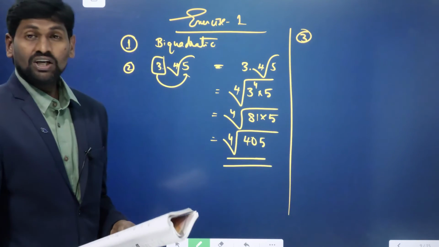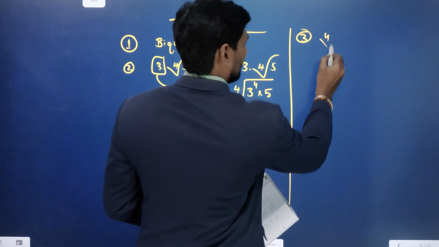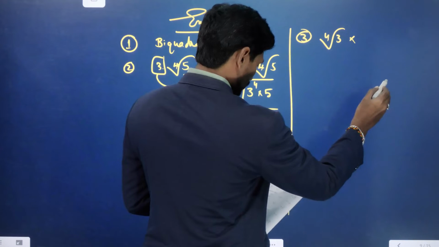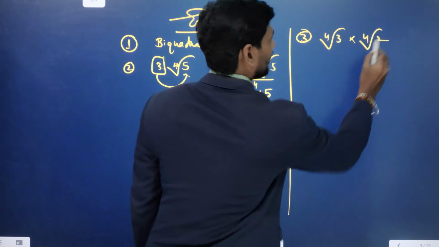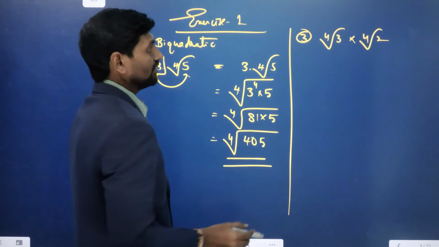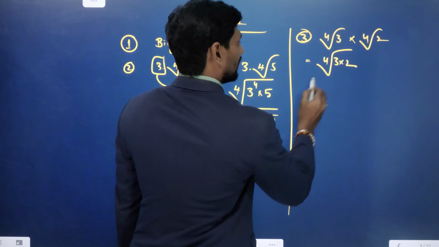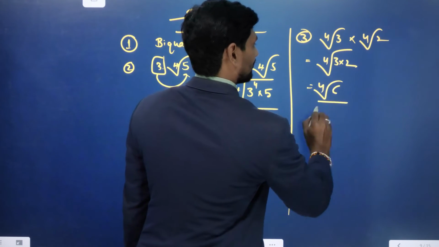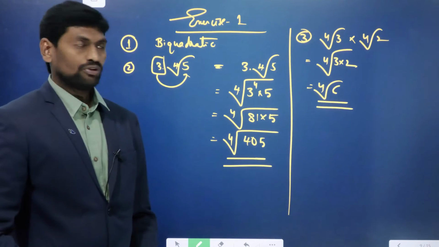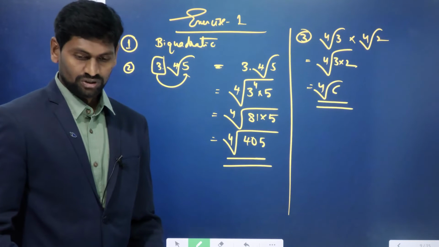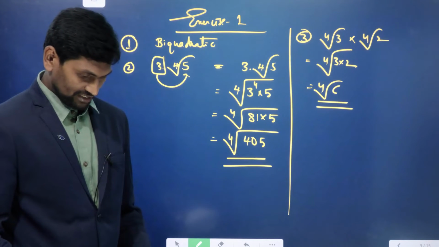That is 4th root 3 into 4th root 2. Both are the same order, so we can write 4th root of 3 into 2, that means 4th root 6. 4th root 3 into 2 is nothing but 4th root 6. That is our required answer.